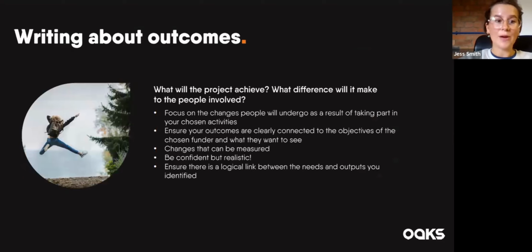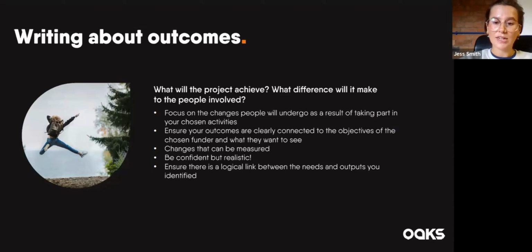And finally, we've got outcomes. So what will the project achieve? What difference will it make to the people involved? Here you'll focus on social inclusion, for example. You'll focus on the changes people undergo as a result of taking part in your chosen activities.